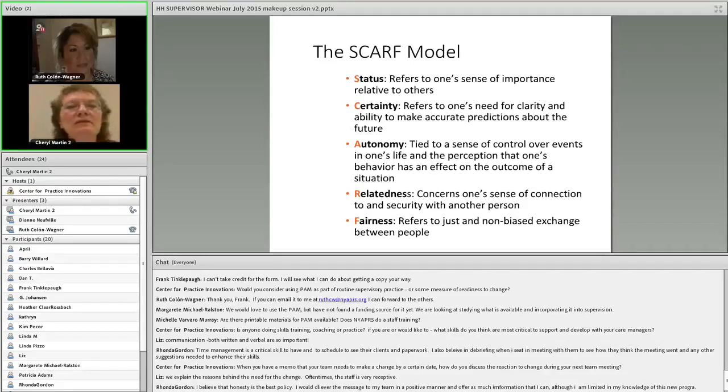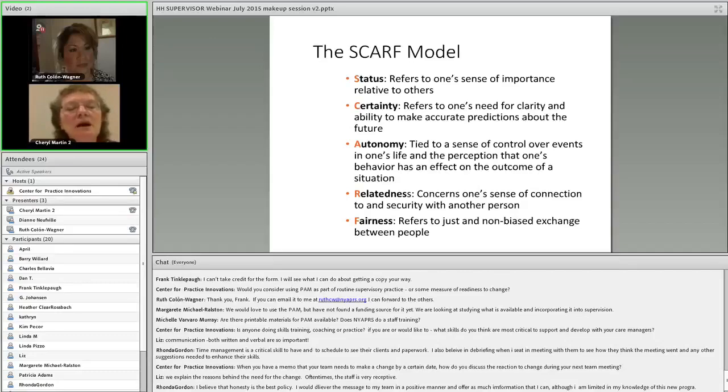Certainty refers to one's need for understanding, clarity, and ability to make accurate predictions. So, as someone mentioned earlier, giving people as much information as honestly as we can so that they can make their own decisions and get a sense that they understand what's going to be happening. Unknown is scary for folks, and the more that we can smooth that over, the better.